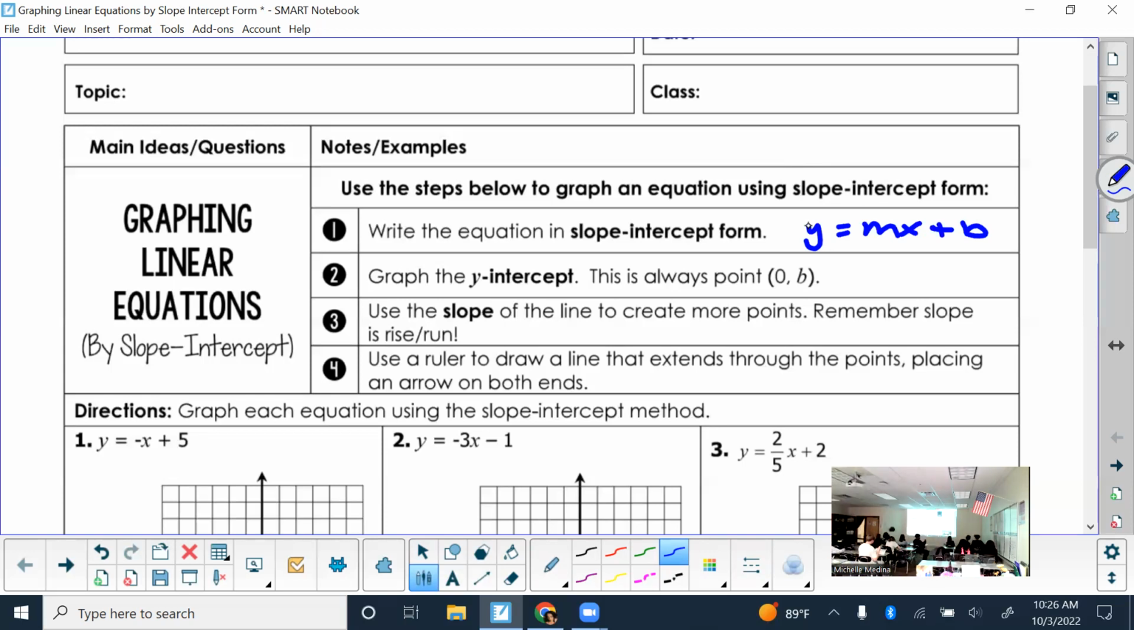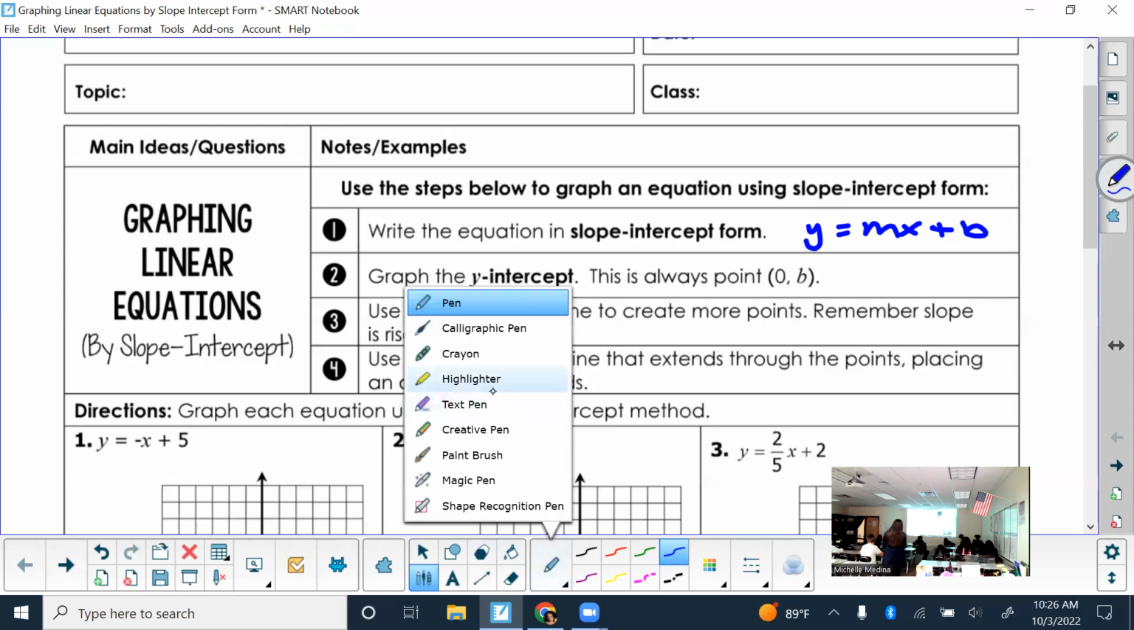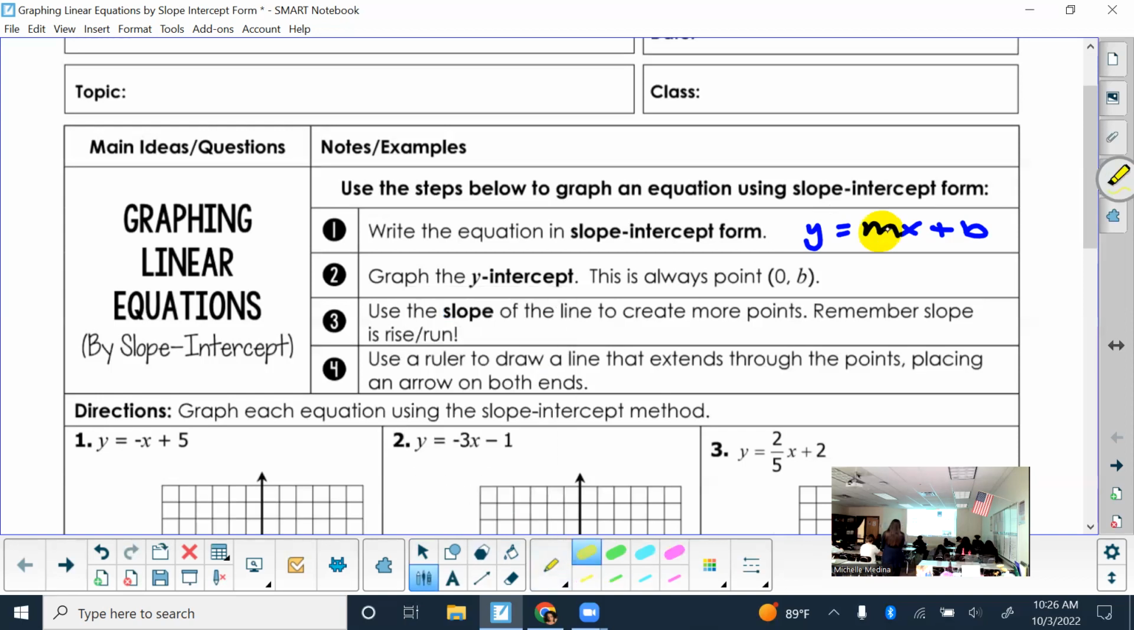All right, so like in number 1, is the equation already in slope-intercept form? Yes, does it look like y = mx + b? So the perks of slope-intercept form is that you can clearly see the slope and you can clearly see the y-intercept. So m is slope, write this somewhere. I don't know where you want to write this. But m is slope and b is your y-intercept.